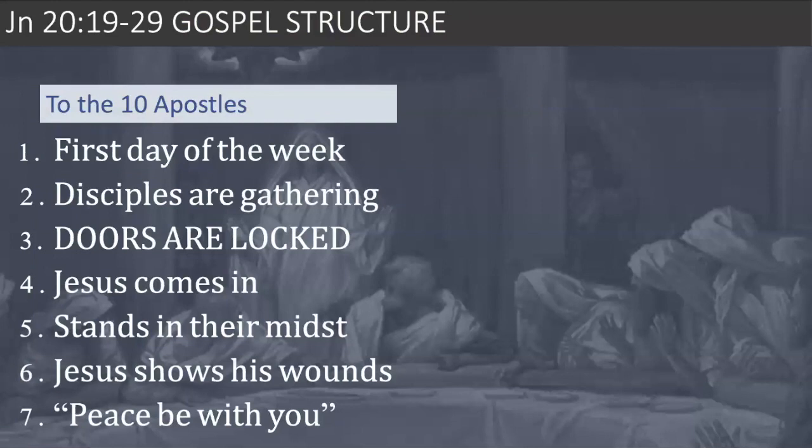The events are told in the following order. It happens on the first day of the week. The disciples are gathering and the doors are locked. And this is actually emphasized in the pericope. Then Jesus comes in through the doors that are locked, and he doesn't stand in front of them. He doesn't preside that gathering. He rather stands in their midst, which reminds us that he continues to be the Emmanuel. Even after the resurrection, he's still going to be among the people. Then Jesus shows his wounds, and finally he greets the apostles gathering, "Peace be with you."